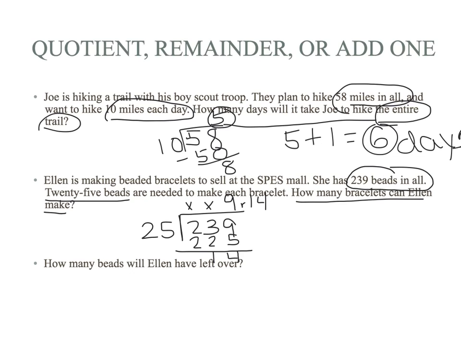I'm going to go back to what my question was asking me. How many bracelets can Ellen make? She can only make 9 full bracelets. Now, if the question's asking how many beads will Ellen have left over? So I will use my remainder as my answer, 14.